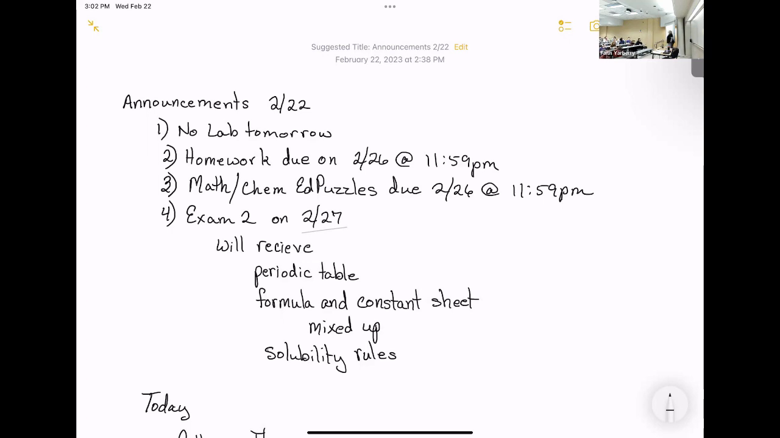Now, as far as what you will receive on those back pages of your exam, like you had last time, that you removed from the exam, you will have your periodic table again. You will have a formula and constant sheet, and you will have your solubility rules. Now, on the formula and constant sheet, folks, I don't make it just straightforward. In other words, I don't put everything with the zeroth integrated rate law together, or everything with the first integrated rate law together. You've got to know what you're doing.